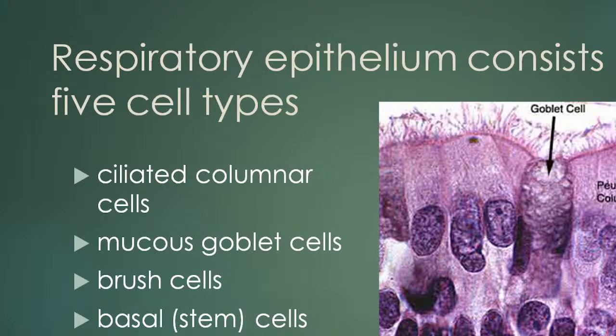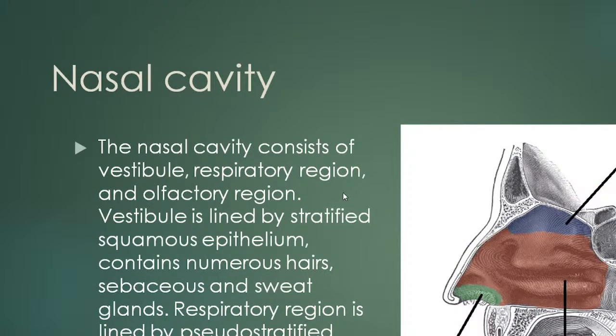About the structure of the respiratory tract, we will discuss the nasal cavity, trachea, and bronchi. First, the nasal cavity. It consists of the vestibule, you can see this small part, the respiratory region, and the olfactory region.